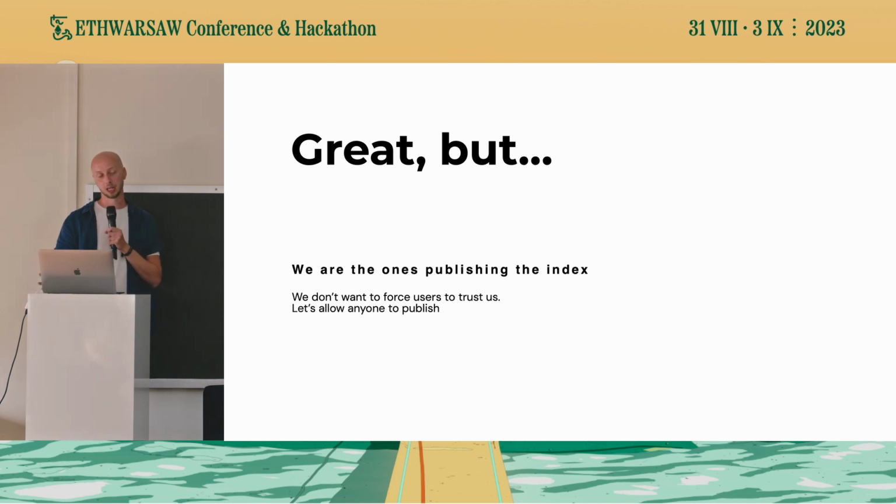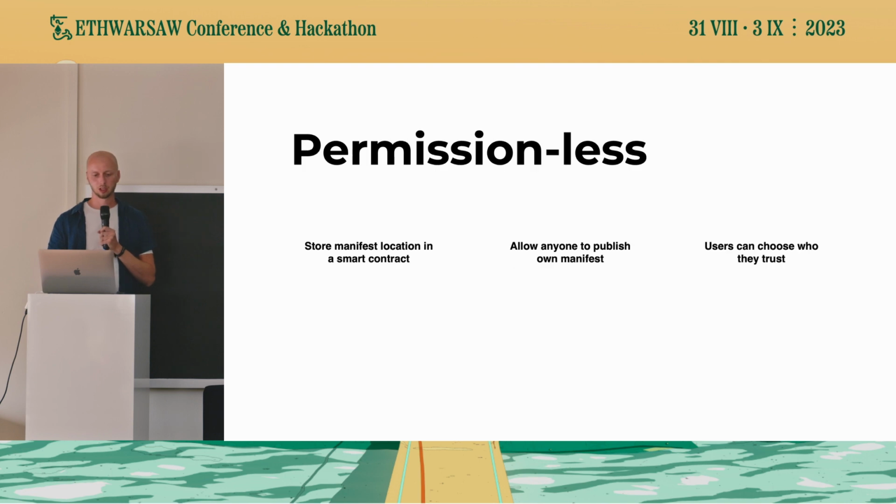Yeah, so great, but there's still one big problem. We're the ones publishing the index. And at TrueBlocks, we don't want to force users to trust us. So the simplest solution to that problem is to allow anyone to publish the index. And we do it by storing the manifest location, so the list of all index chunks there are, in a smart contract deployed to Ethereum mainnet. And we allow anyone to publish their own manifest and add this information to our smart contract.